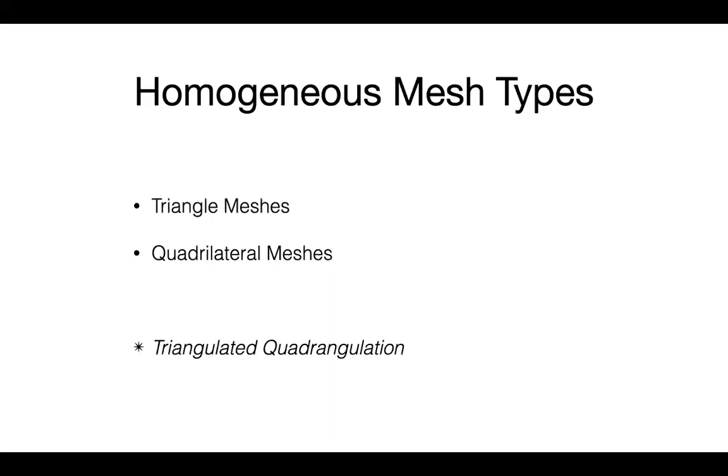And so just to finish, I would like to talk about the main mesh classes that have properties that can be used to build this constraint problem in a nice way. And these are homogeneous mesh types. As I mentioned, they are triangle meshes. They have quadrilateral meshes, and this special one that's a triangulated quadrangulation.